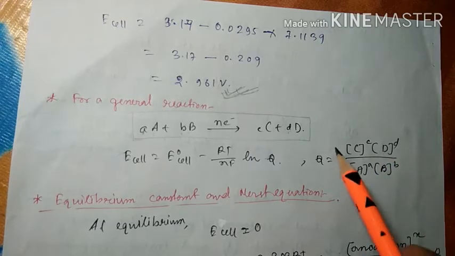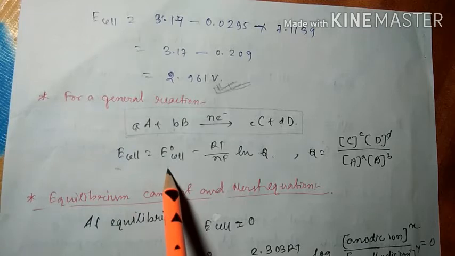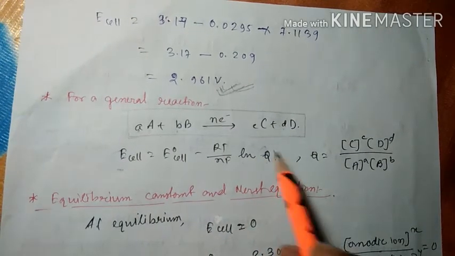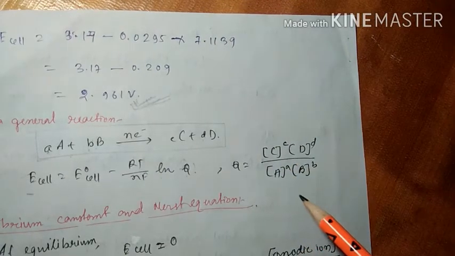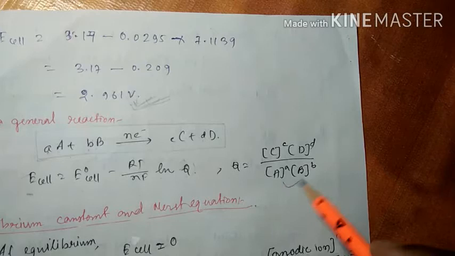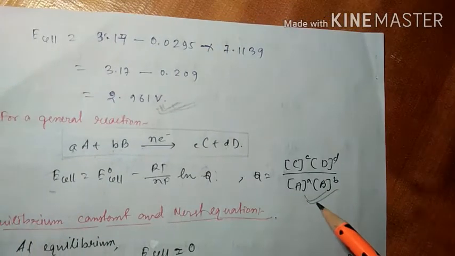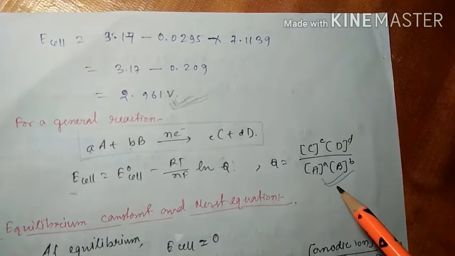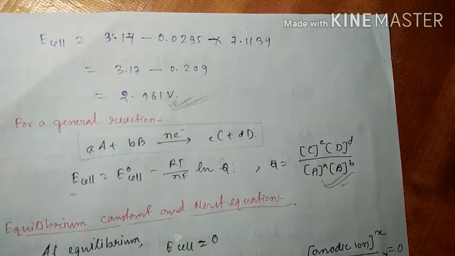Now in these reactions the Nernst equation becomes E cell equal to E naught cell minus RT by nF ln Q. This Q means the concentration of the products divided by the concentration of the reactants. This one is very important. Maybe in 2015 a short question came in your board examinations from this topic. Okay.